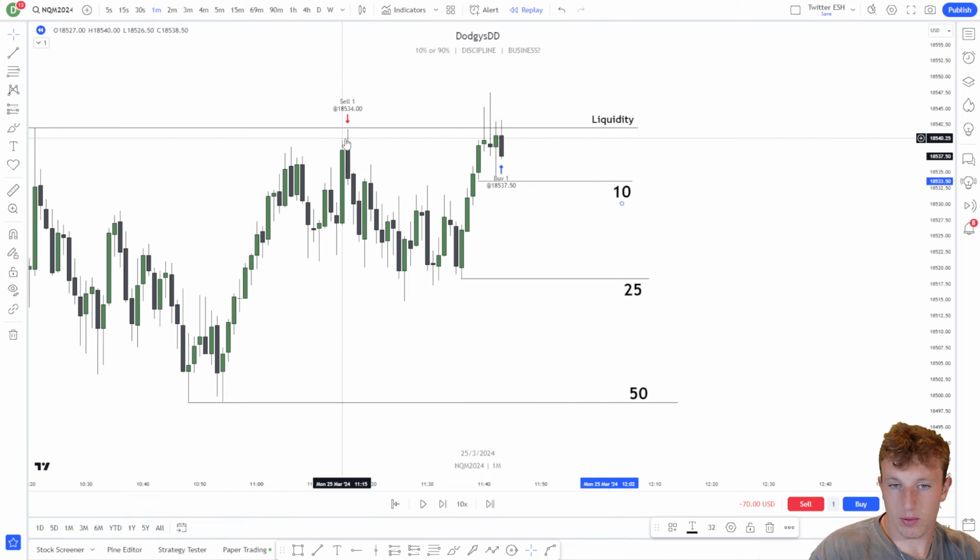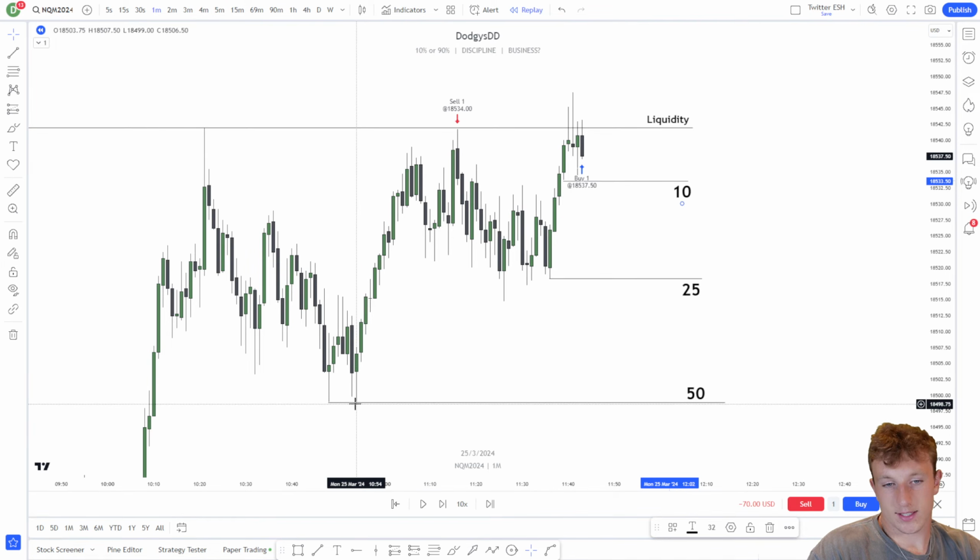about 40 points. This causes it to go up about 30, 25 points. This only causes it to go up about 10 points because, again, look at this low. It's 18,533, and this high is 18,542. So, therefore, we can conclude the most amount of stop losses are probably going to be at this low.